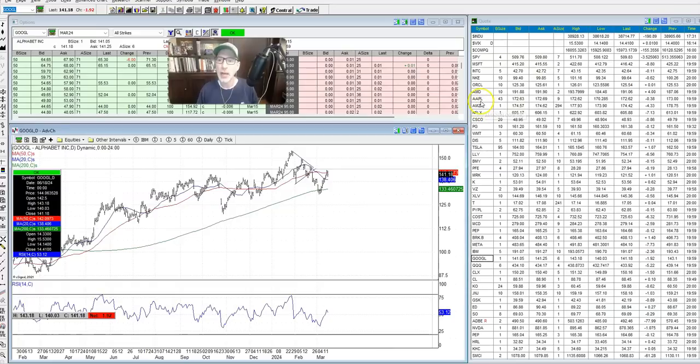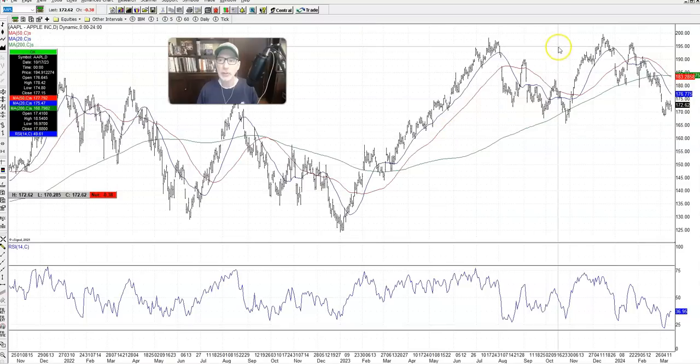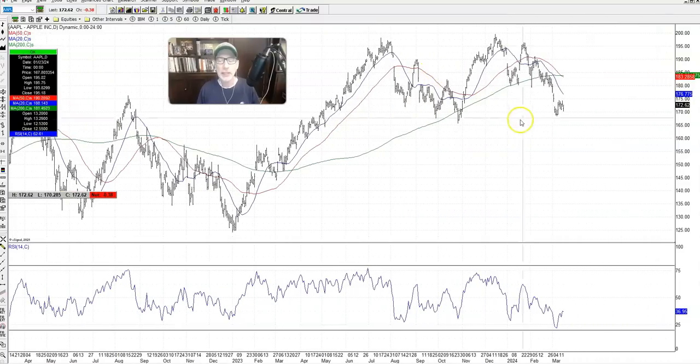Let's go back to the list here. Apple we want to talk about. Apple, a favorite of most people. Apple really has been taking a beating. It has not been going up with the rest of those high flyers. Moving down here, it has fallen below all the moving averages. And you can see the moving averages, this is the 50-day, here's the 20-day.